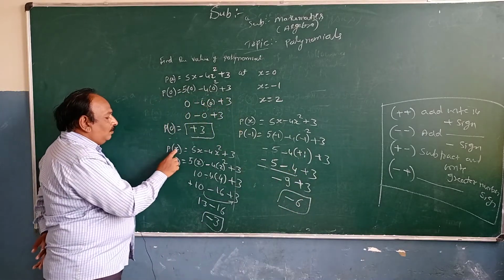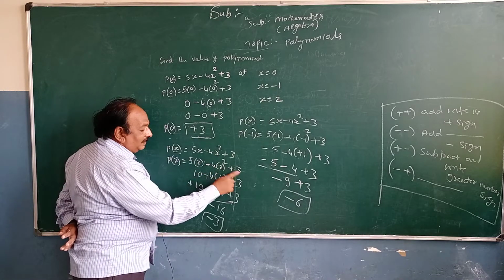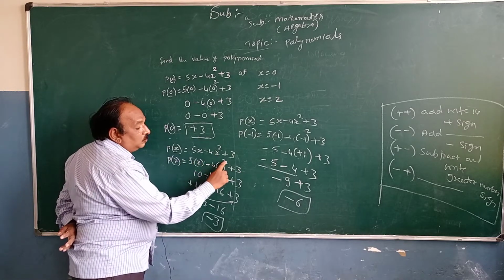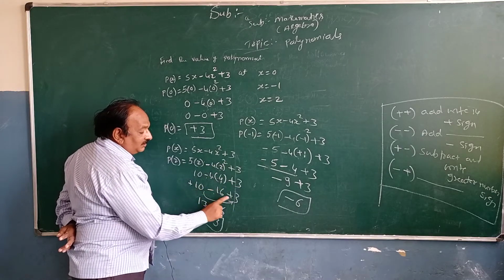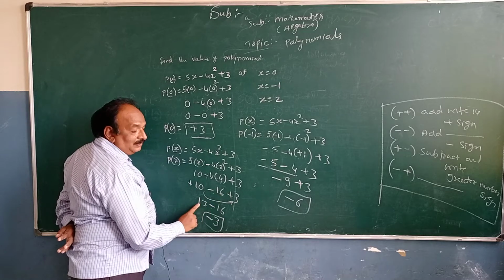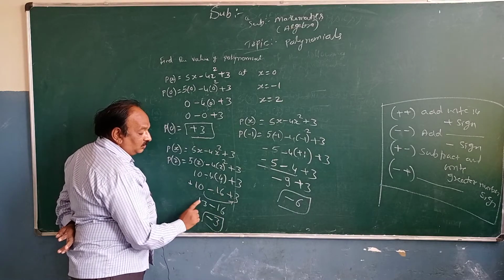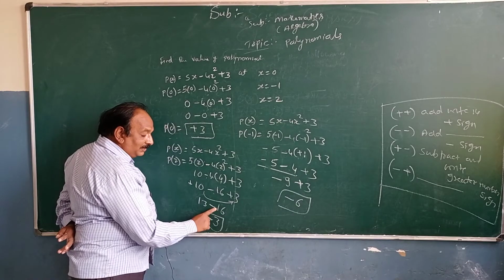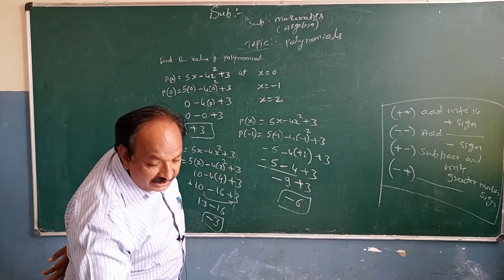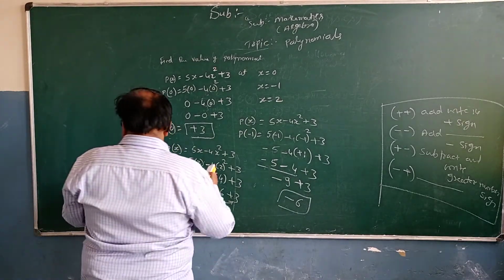Second one, polynomial of 2. 5 into 2 minus 4 into 2 square plus 3. 5 2s are 10. 2 2s are 4. 4 4s are 16 plus 3. 10 minus 16 plus 3. 10 plus 3, 13. 13 minus 16. Subtract, the greater number is minus 16, so it is minus 3. Now I will pass on to some other problems.